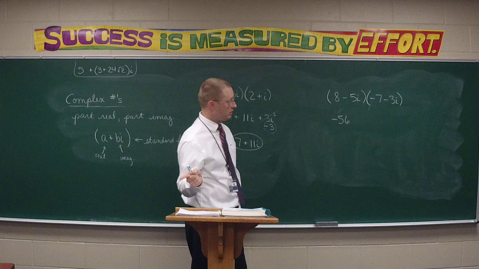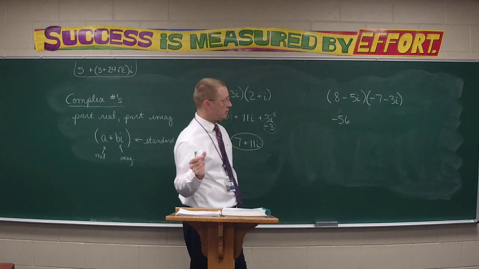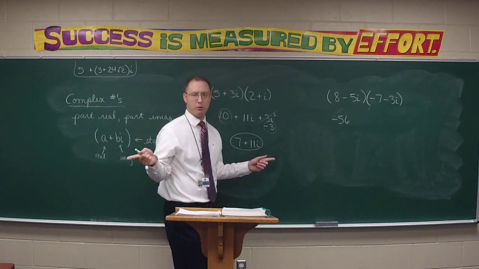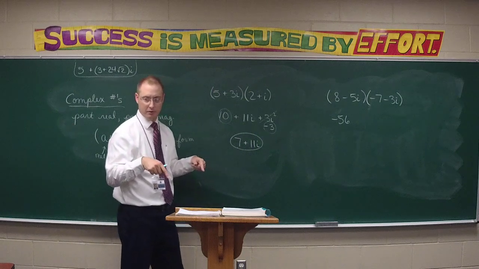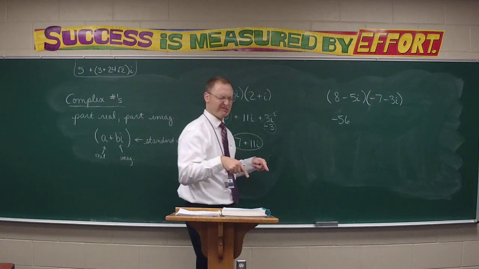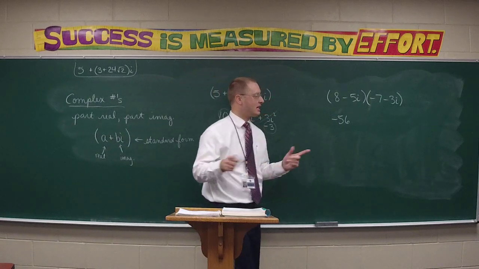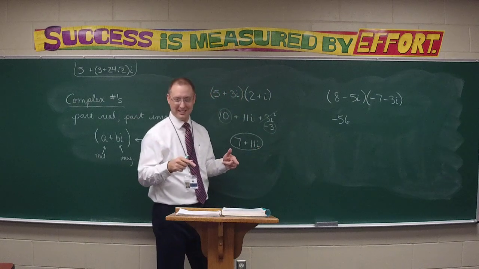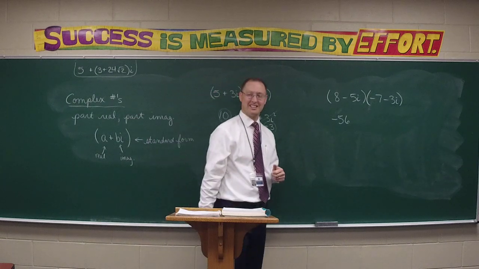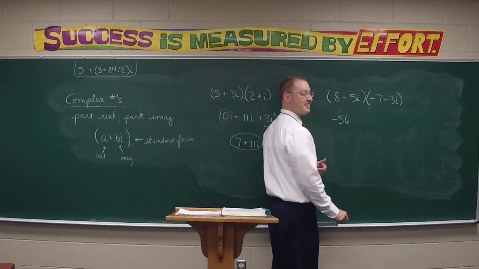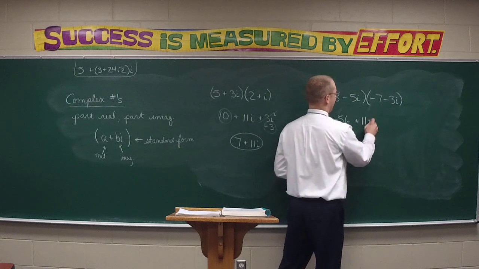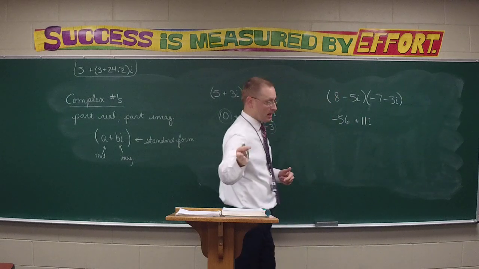Negative 24i, and the inner, positive 35i. We have a negative 24 and a positive 35. You can use your calculator. Negative 24, positive 35 gives 11, positive 11i. And then we multiply the last together.